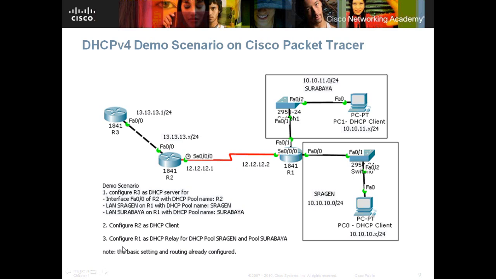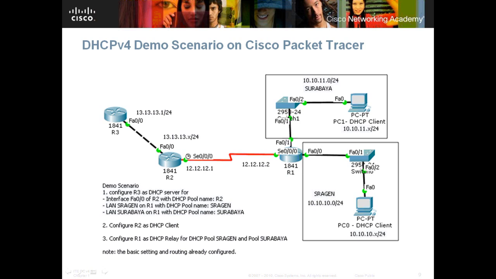For our nodes, the basic settings like the routing, hostname, and other configuration are already configured, so we don't need to configure the basic settings and the routing information. We just need to configure the DHCP server on R3, the DHCP client on R2 FA00, and R1 as DHCP relay.